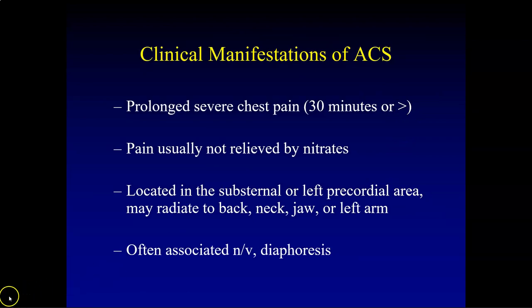Manifestation of ACS. So ACS can present in a couple different ways, but there's some pretty key and consistent presentations that we're going to be looking for. The prolonged chest pain for 30 minutes is a dead giveaway, especially without resolution. Okay, we've stepped out of stable angina and well into the realm of ACS and need for acute treatment. Pain usually is not relieved with nitrates. There's that nitroglycerin coming into play. Okay. Pain is located on the substernal or left precordial area, may radiate to back, neck, jaw, left arm, or even shoulder blade, scapular region.